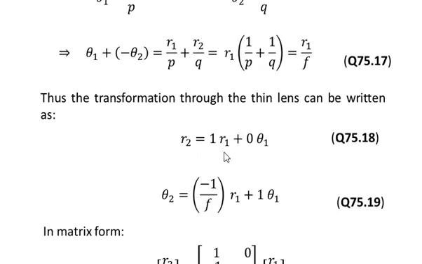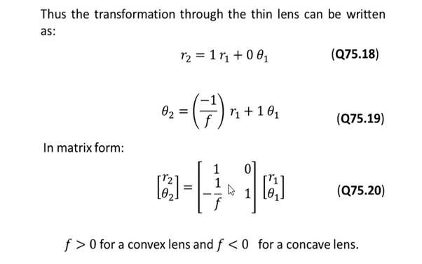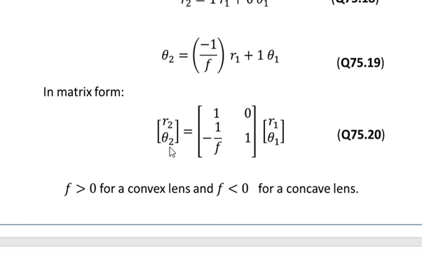r2 can be written as 1 times r1 plus 0 times theta 1, and similarly, solving this equation for the value of theta 2, we can write that theta 2 is equal to minus 1 over f times r1 plus 1 times theta 1. So these two equations can again be written in the form of a matrix. So r2 and theta 2, which are the unknown quantities, in the form of a matrix is equal to the matrix of the thin lens, which is 1 0 minus 1 over f and 1, and then we have the matrix with the known quantities r1 and theta 1.